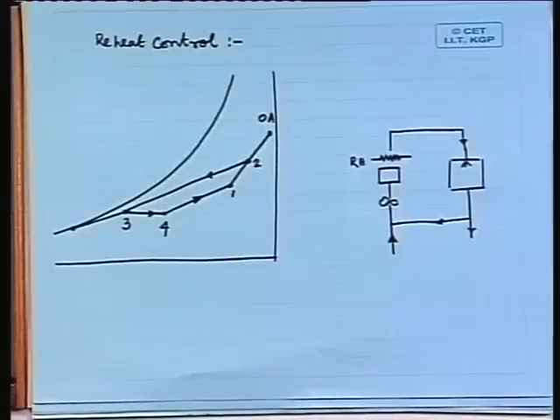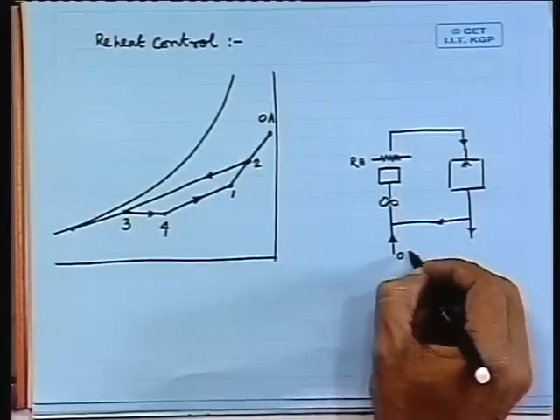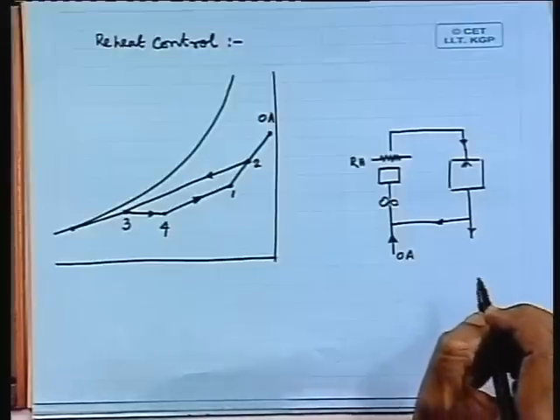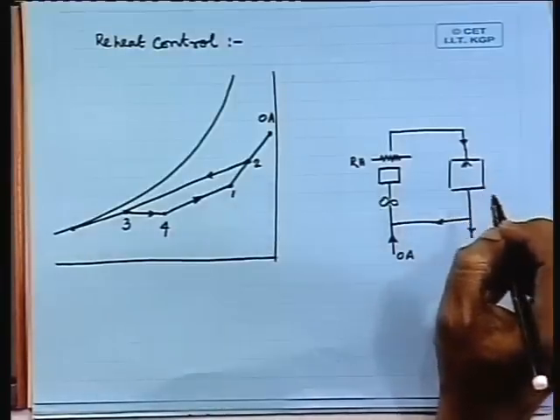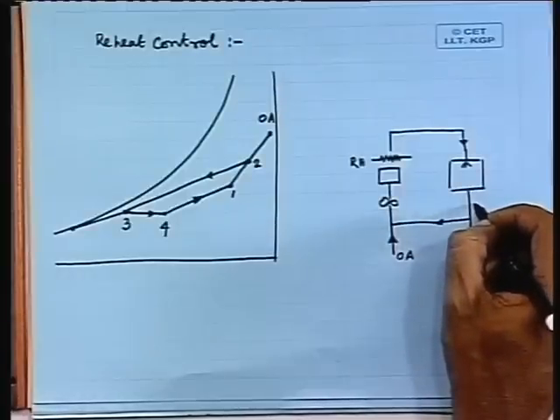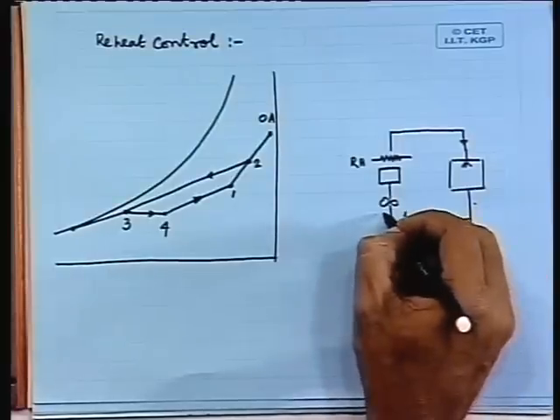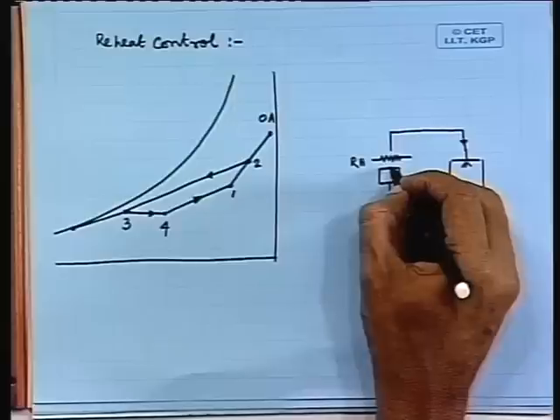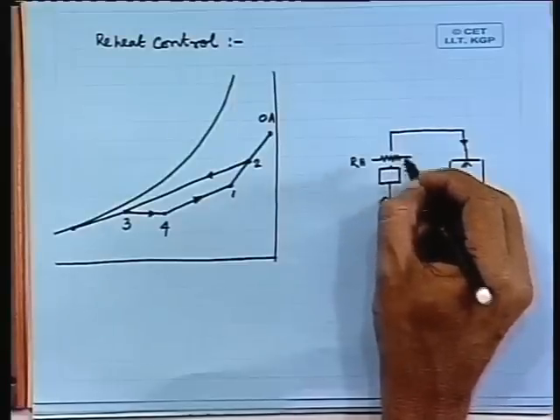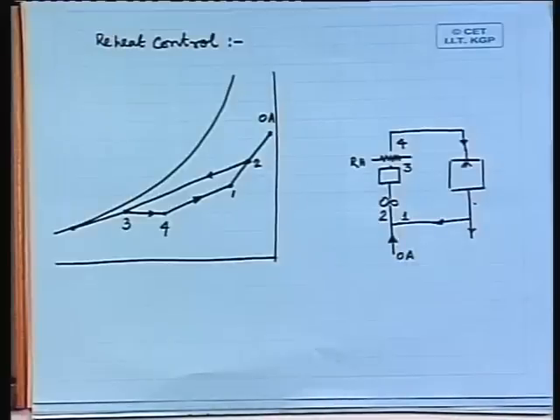So, what we can have here, this is outside air OA, and room air is coming at condition O1. So, O1 and OA are mixing, giving 2. Here it is 3 and here it is 4. So, this is what we will get in a physical system.